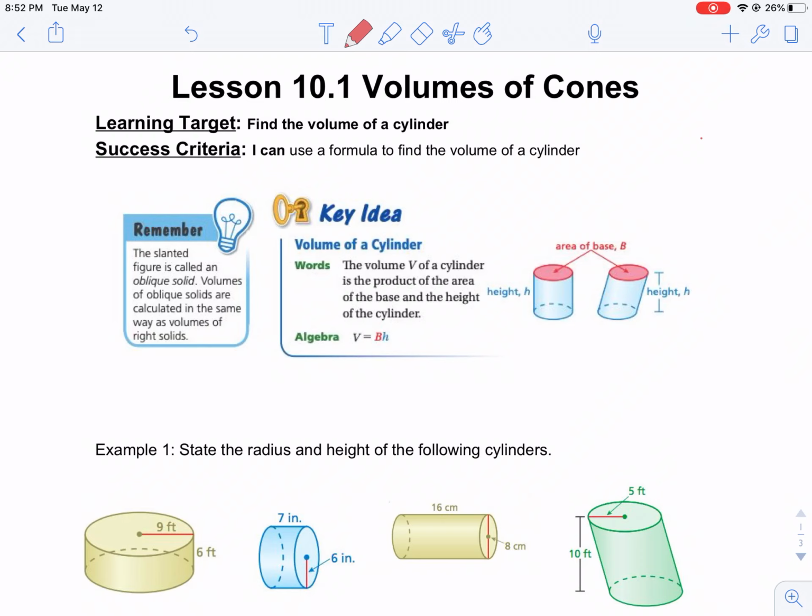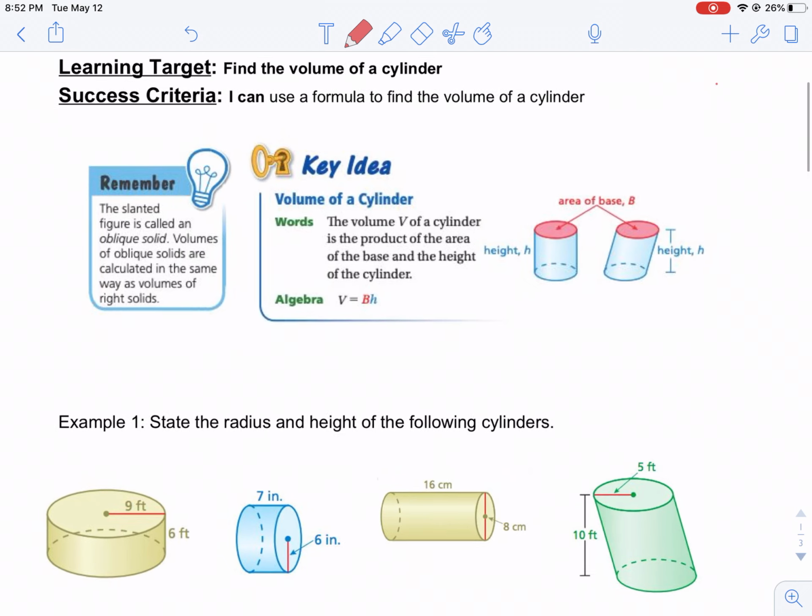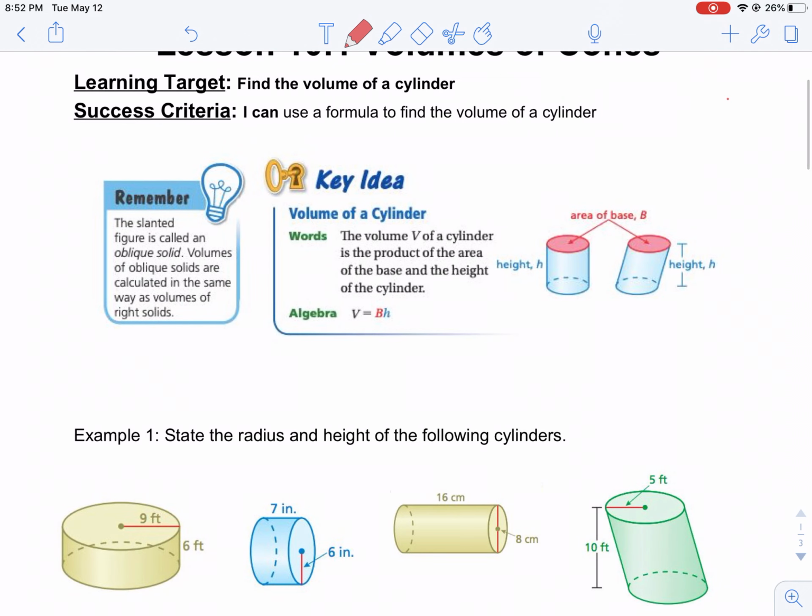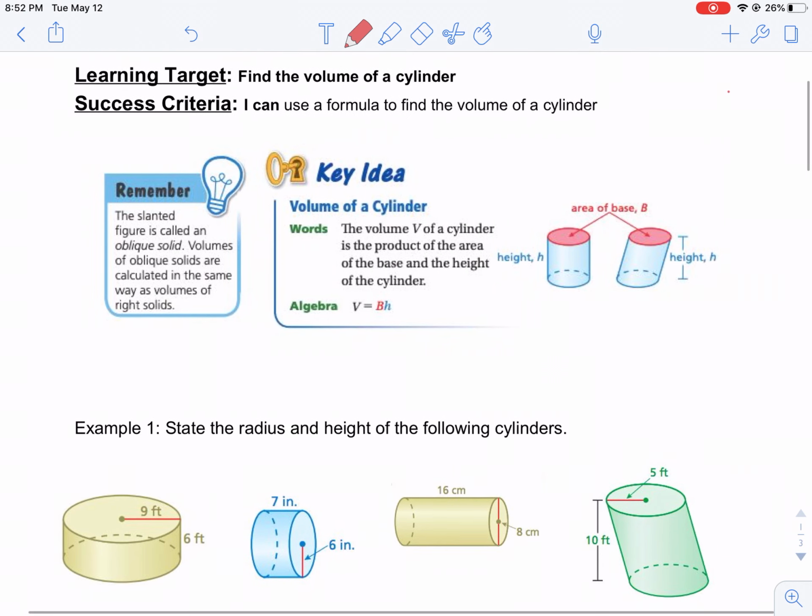All right, in this video we're going to be looking at 10.1, which is volume of cylinders. We're going to be doing two sections of chapter 10 to kind of finish up the year.